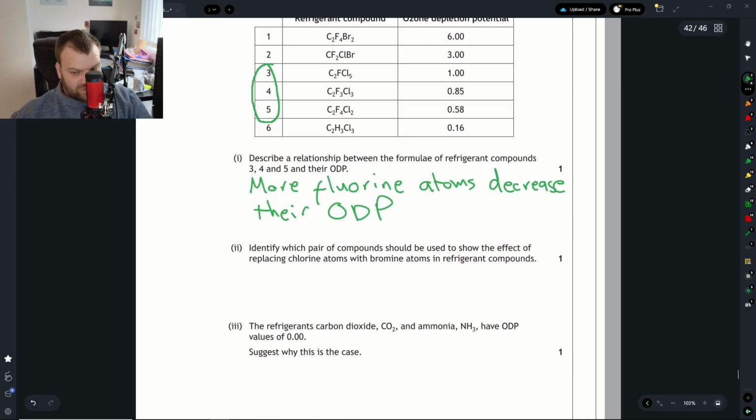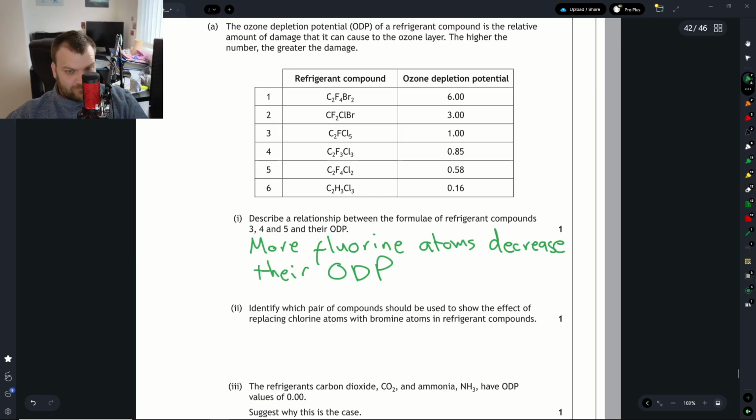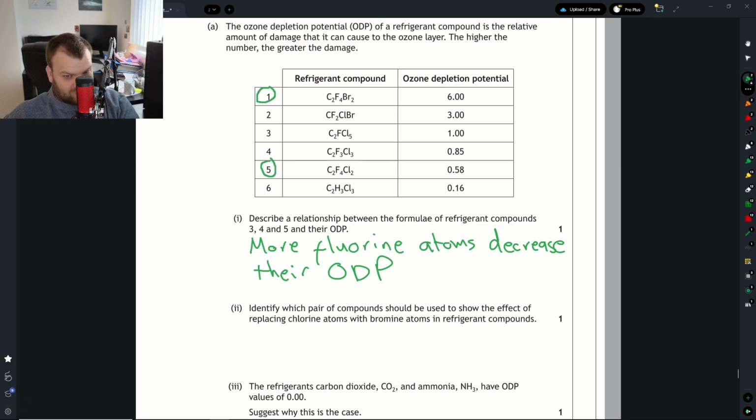Next up, which pair of compounds should be used to show the effect of replacing chlorine with bromine atoms? So we want the only difference to be chlorines for bromines. Have a look there. 1 and 5 would be a good shout. That's the only difference, 2 bromines over 2 chlorines. 1 and 5 would work out.